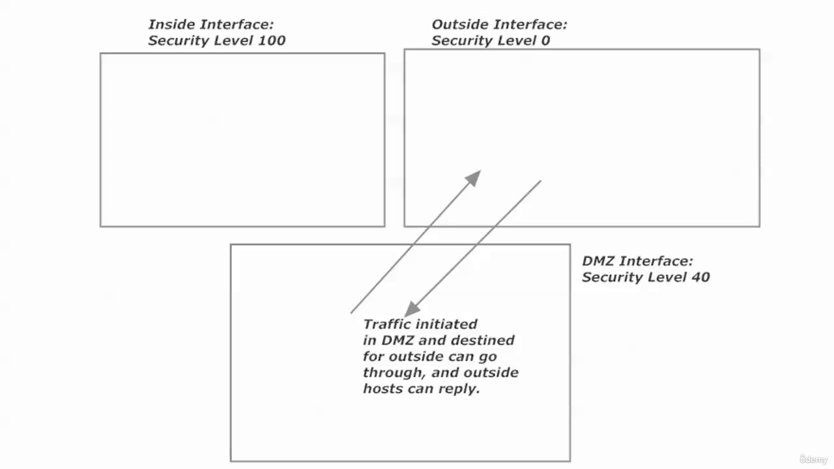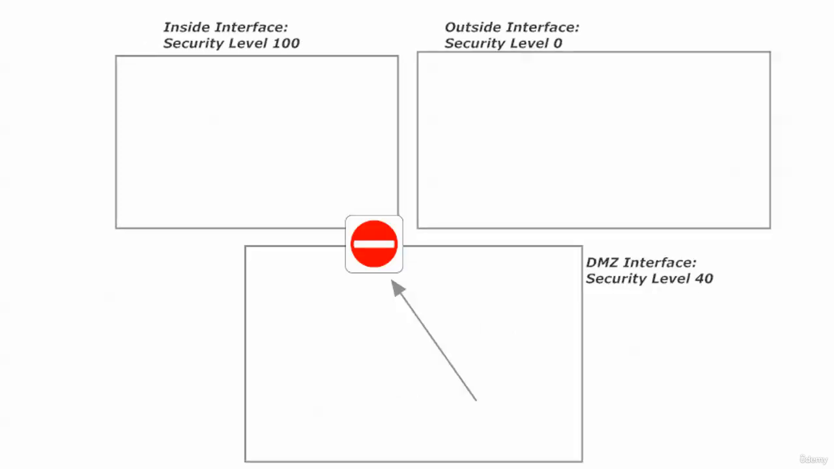What about the DMZ to the inside interface? Can devices in the DMZ initiate conversations successfully with devices behind our inside interface? No, they can't. They're out of luck because we would be flowing from a lower to a higher security level, and we know that it doesn't work that way. Again, traffic always needs to flow downstream, if you will. It needs to go from a higher level to a lower level.